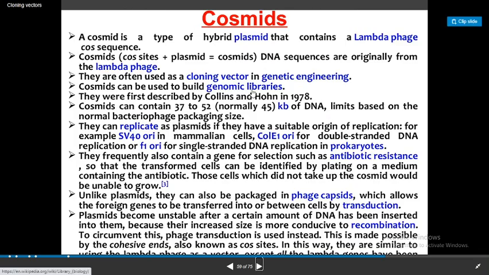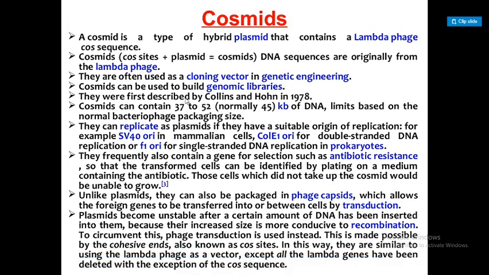And next is cosmid. Cosmid is another hybrid plasmid. This is not a naturally occurring one. It also contains lambda phage cos sequence. That is what is called a cosmid. Cos site plus plasmid. I have told you, in DNA there is some bead-like structure, that is cos. So we are calling cos site plus plasmid a cosmid. They are originally from lambda phage. It is used as a cloning vector in genetic engineering. Simple.